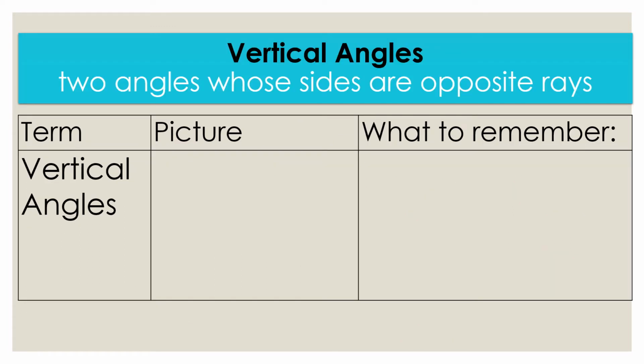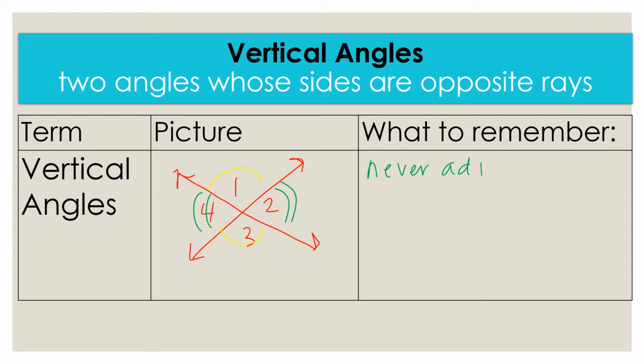Vertical angles are two angles whose sides are opposite rays. So if I were to draw two lines here, I would have an angle here, angle here, angle here, and an angle here. 1 and 3 are vertical angles, and then 2 and 4 are vertical angles. Vertical angles are also congruent. What to remember here is they are never adjacent.